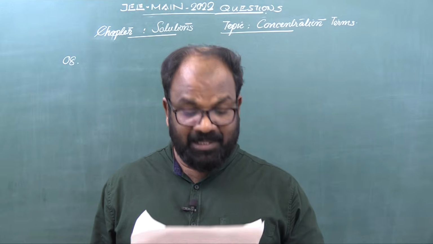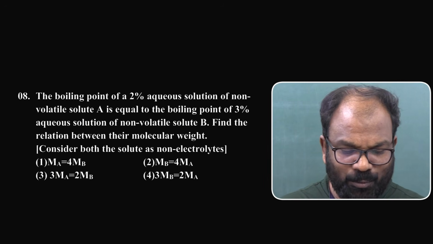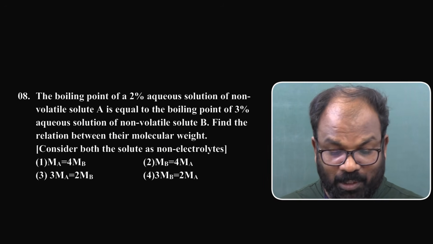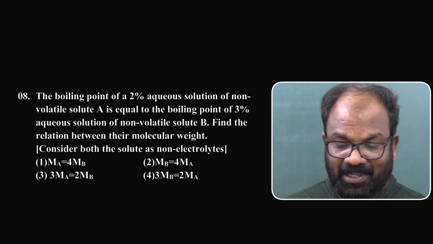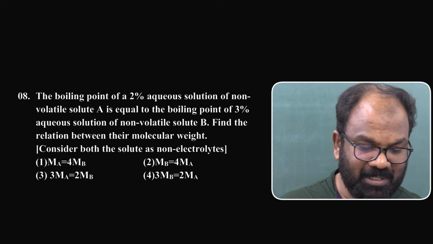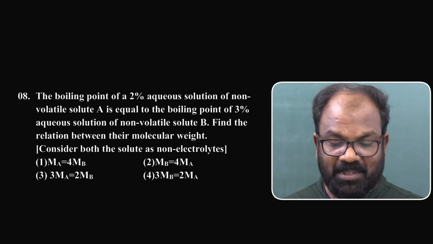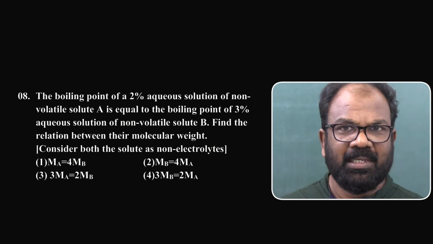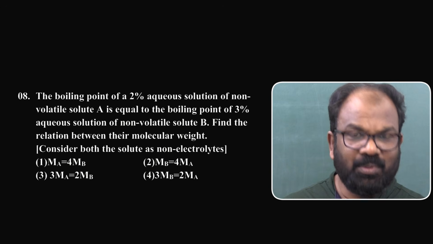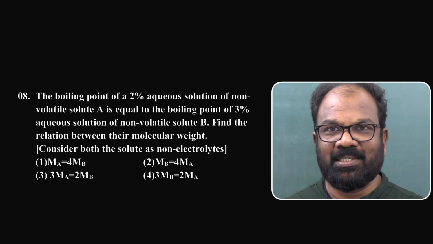Then question number 8. The boiling point of a 2% aqueous solution of non-volatile solute A is equal to the boiling point of 3% aqueous solution of non-volatile solute B. Find the relationship between their molecular weights. In bracket, consider both the solutes as non-electrolytes.